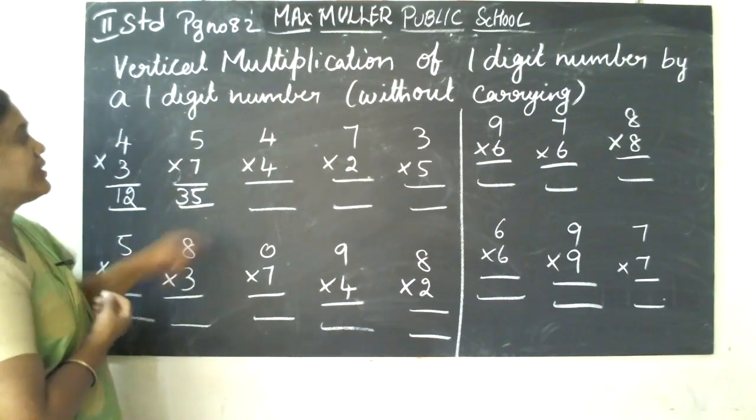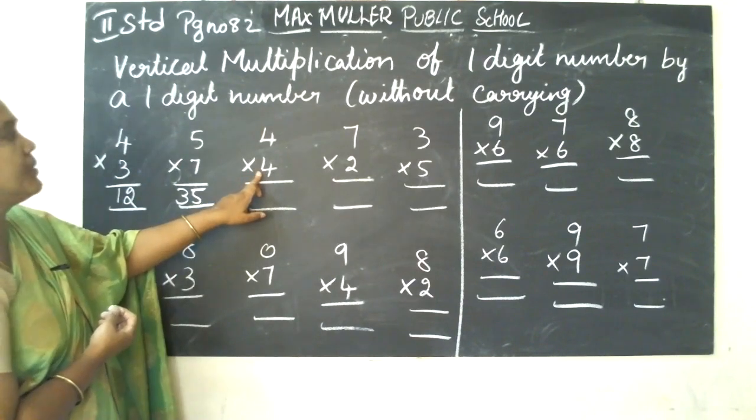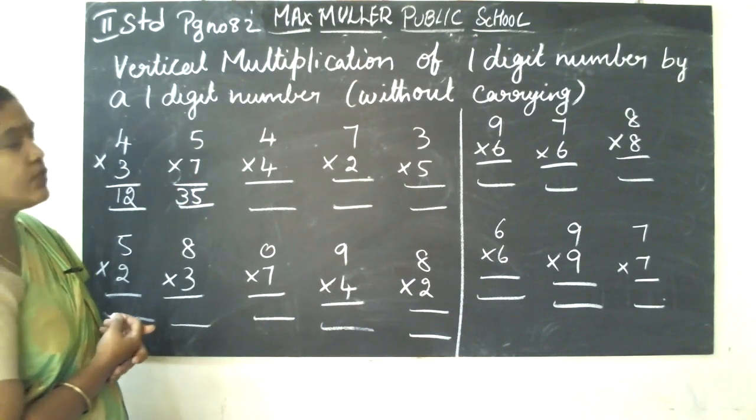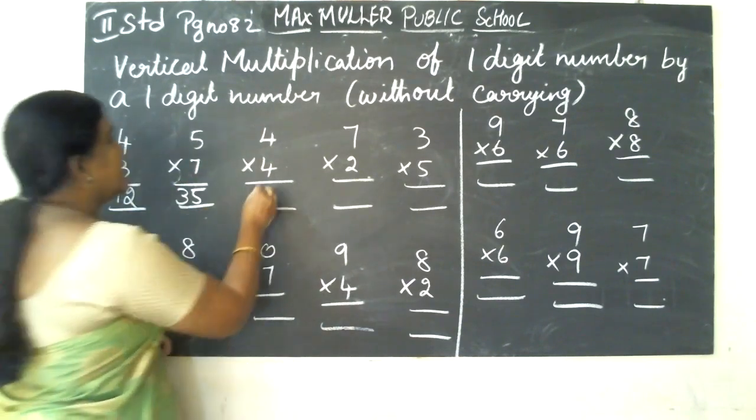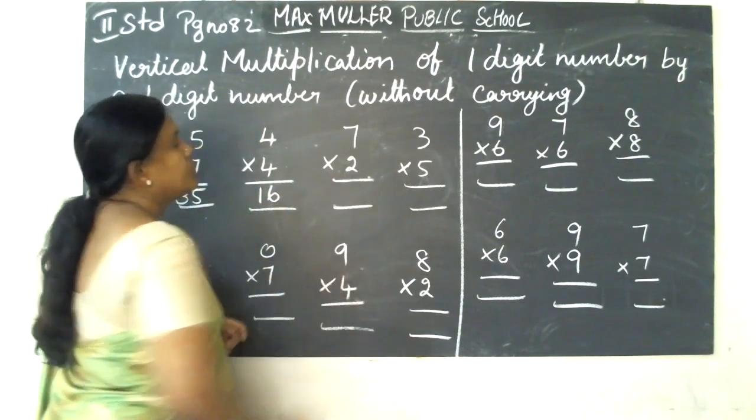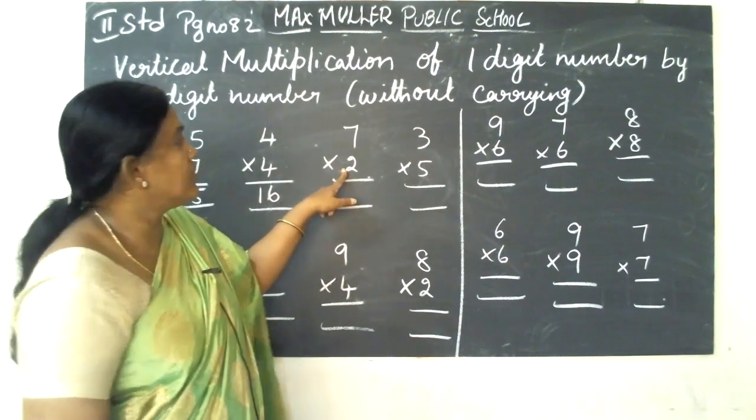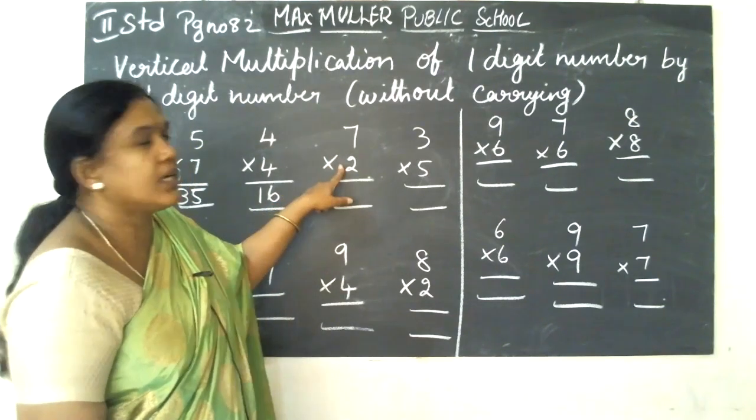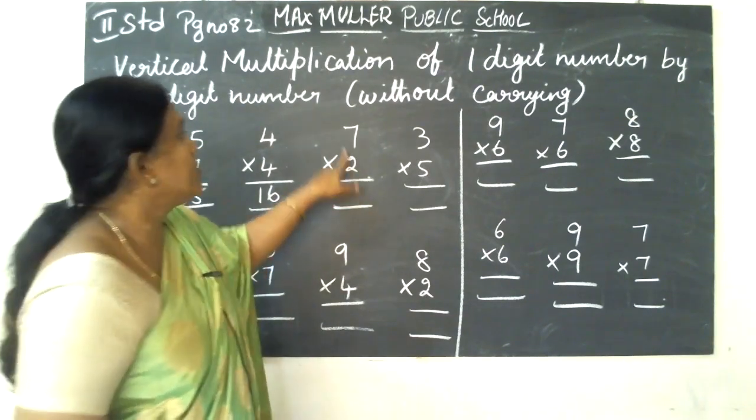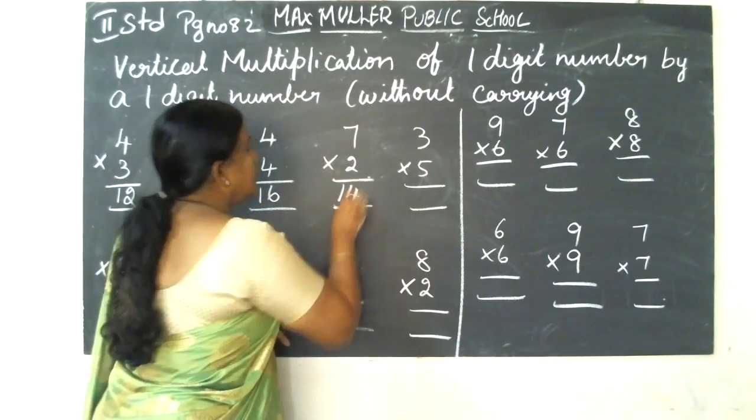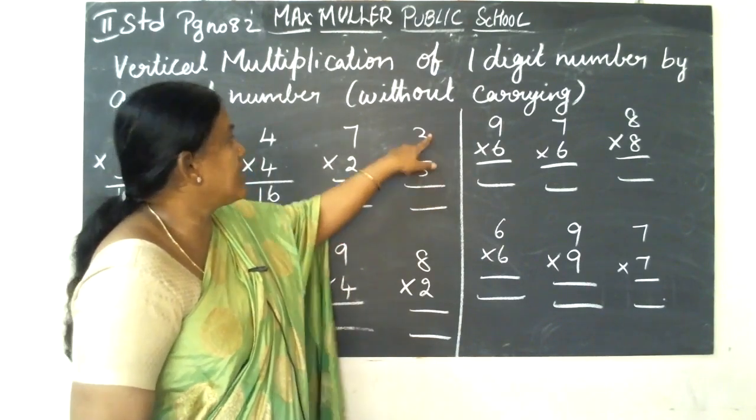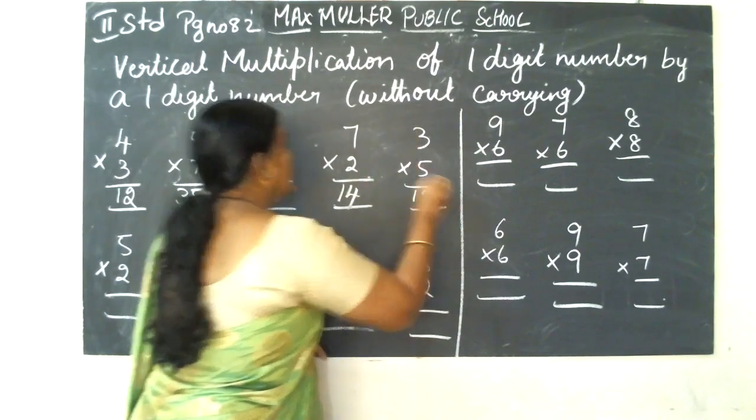See the number down, which number is there? 4, no children, 4 tables you want to say. 4 ones are 4, 4 twos are 8, 4 threes are 12, 4 fours are 16. Now say the table 2. 2 ones are 2, 2 twos are 4, 2 threes are 6, 2 fours are 8, 2 fives are 10, 2 sixes are 12, 2 sevens are 14. Now say the table 5. 5 ones are 5, 5 twos are 10, 5 threes are 15.